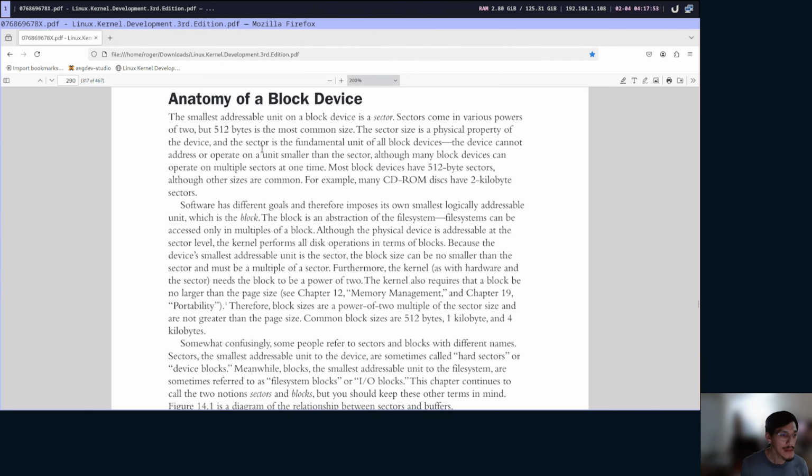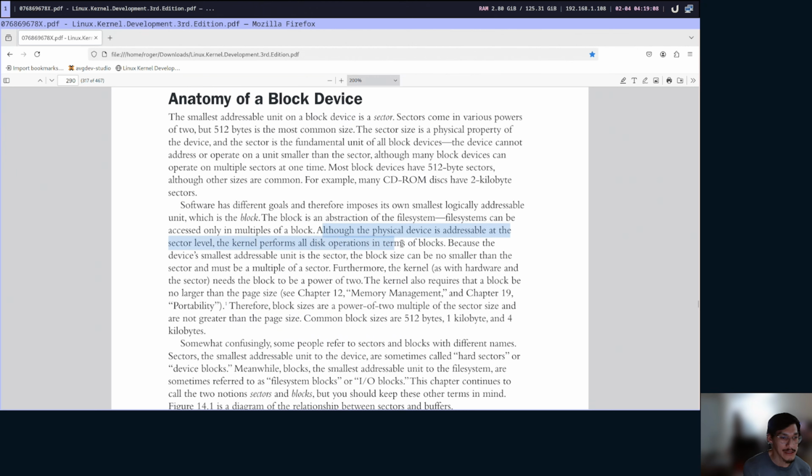Okay, so software has different goals and therefore imposes its own smallest logically addressable unit, which is a block. The block is an abstraction of the file systems. File systems can be accessed only in multiples of a block. Although the physical device is addressable at the sector level, the kernel performs all disk operations in terms of blocks.